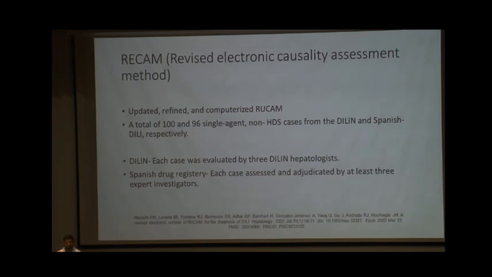So the new score came in 2022 recently. It is a revised electronic causality assessment method. It is updated and computer-based, and it included 98 patients from the Delhi network and 96 patients from the Spanish network. In each cohort it was evaluated by three different pathologists in the Delhi network, in the US, and the Spanish drug registry also. The three experts played a role in assessing the injury.